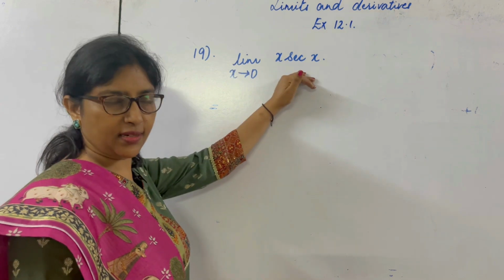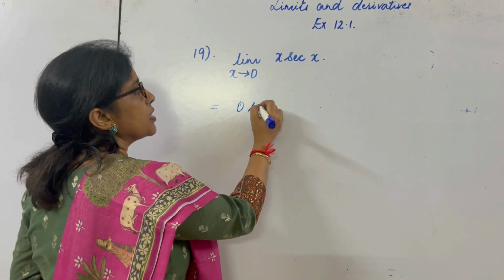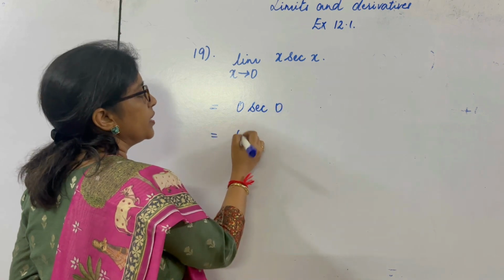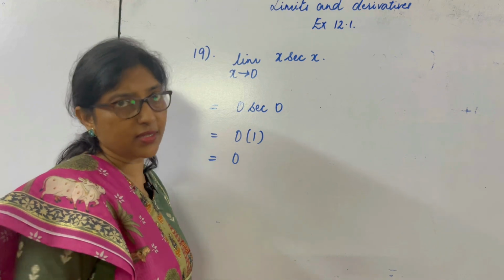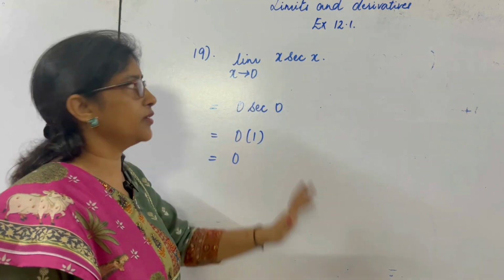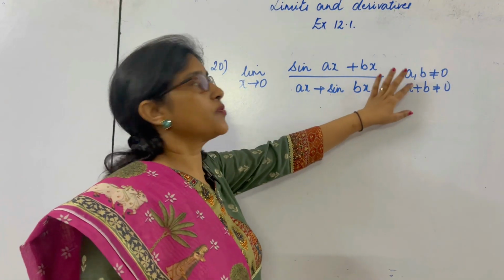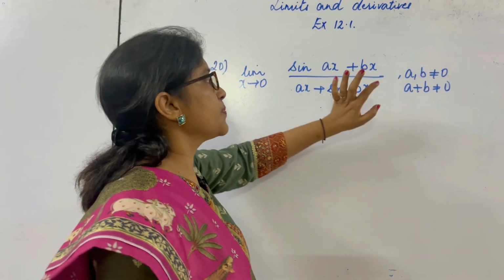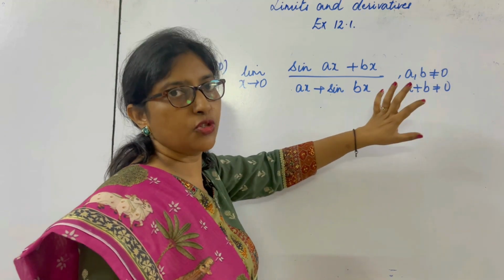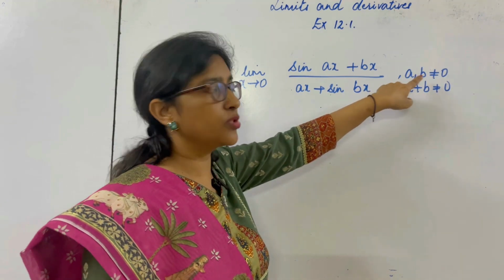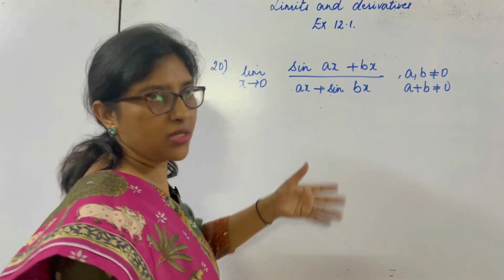When we put x tends to 0 for this one, it is 0 into sec 0, and sec 0 being 1, it is no more a 0 by 0 form. So, you can simply put the value. In all these questions, wherever we are given a condition, it simply specifies that whenever we are going to come to our answer, or whenever we are going to divide with A or B or something like that, it is not going to be upon 0 form.